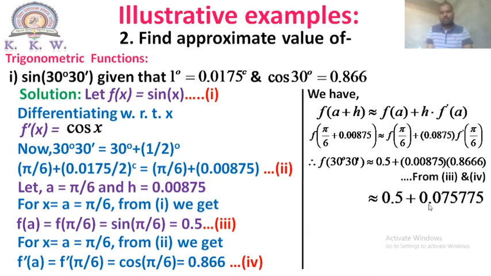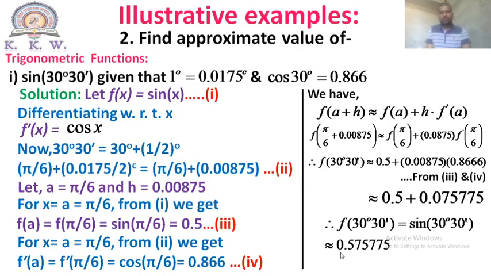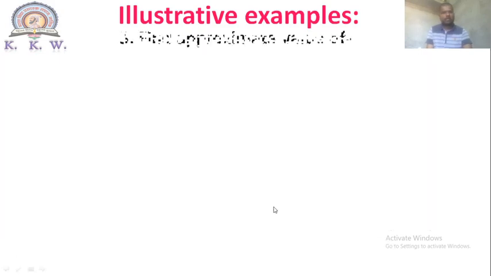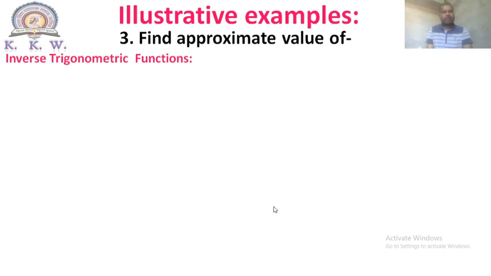By putting this value, you will get f of 30 degree 30 minute approximately equal to 0.5 plus 0.007575. By calculating this, you will get f of 30 degree 30 minute is approximately equal to 0.5076. Therefore, the approximate value of sine 30 degree 30 minute is 0.5076, your approximate value.